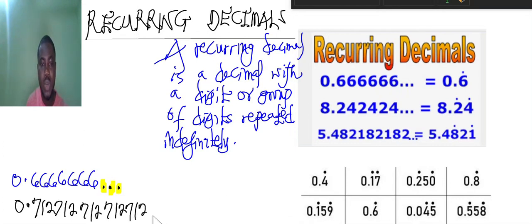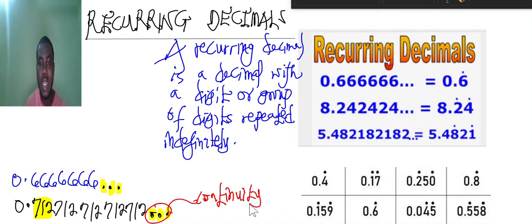Another example is 0.712712712... What did we notice? We noticed that 712 keeps recurring and it reoccurs without end. That's a typical recurring decimal. That's why you see the use of the ellipsis to show continuity, that is, the recurring decimals occur without end.